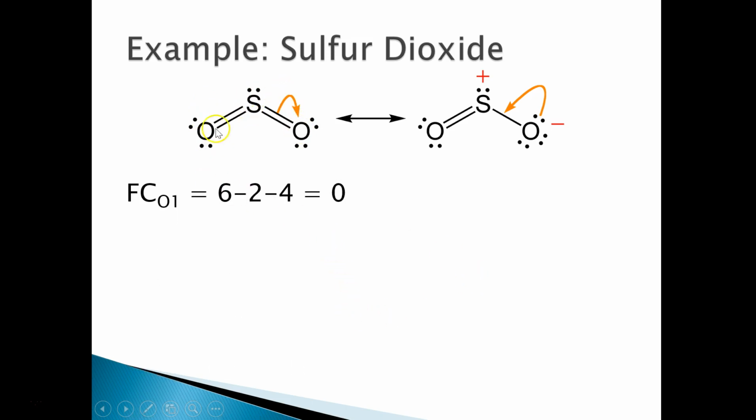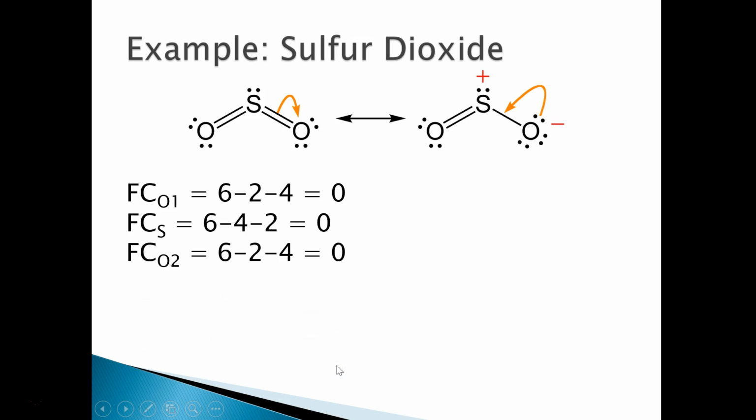The first thing I'll do is calculate the formal charge of the oxygen on the left. The number of valence electrons in oxygen, which is 6, minus the number of bonds connected to that oxygen, which is 2, a double bond, minus 4, which is the number of non-bonding electrons around that oxygen. And we get a formal charge of 0. We do the same thing for the sulfur atom, and we also get a formal charge of 0. When we do the same thing for the second oxygen, we also get a formal charge of 0. To find the overall formal charge in the molecule, take the max minus the min, which is 0 minus 0, which equals 0. So it's already looking pretty good for that Lewis structure.